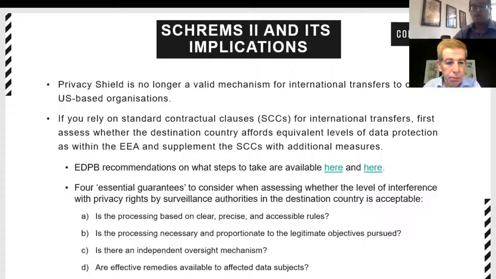So if you're contracting with an organisation based in the US who provides standard terms that refer to Privacy Shield, it may well be the case that those are now out of date and aren't compliant with the GDPR. So that's one to watch out for.